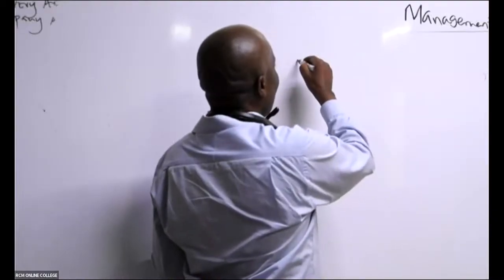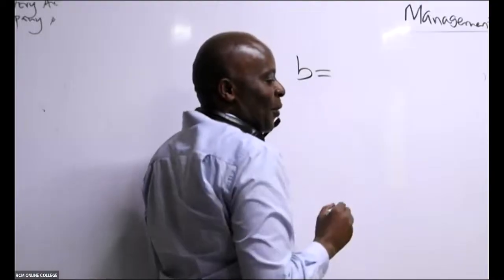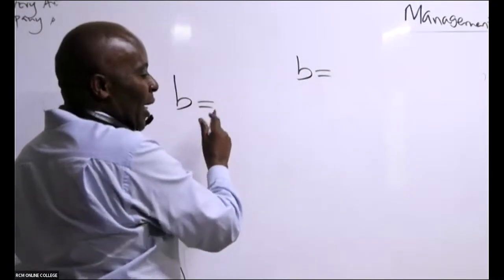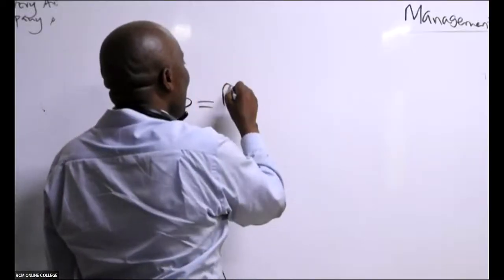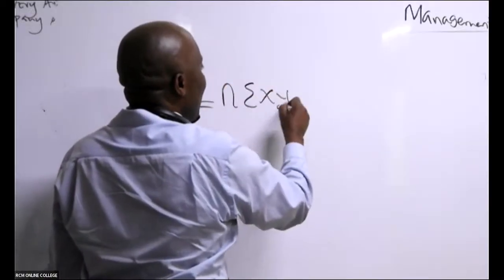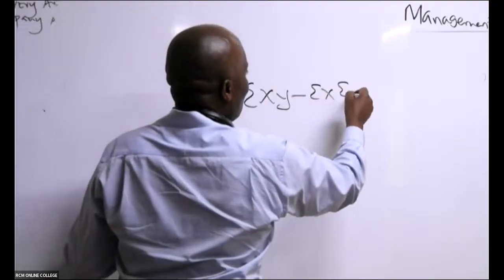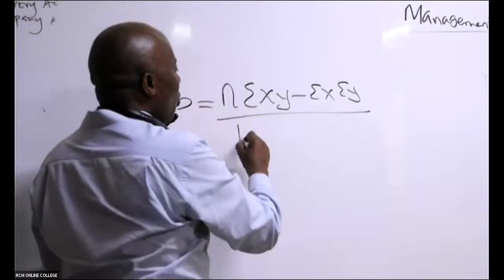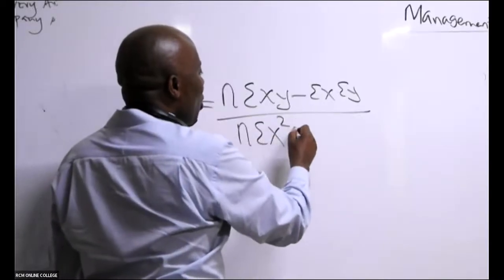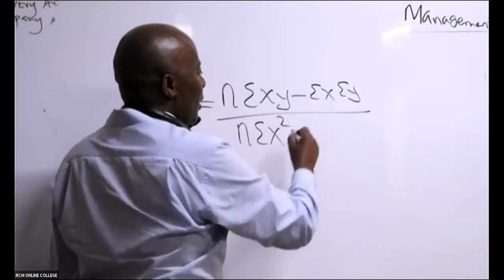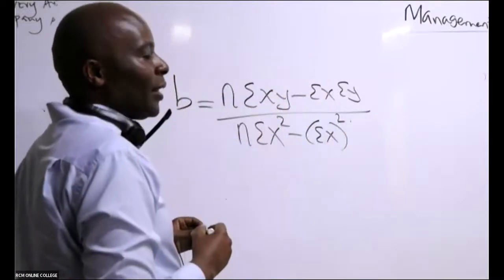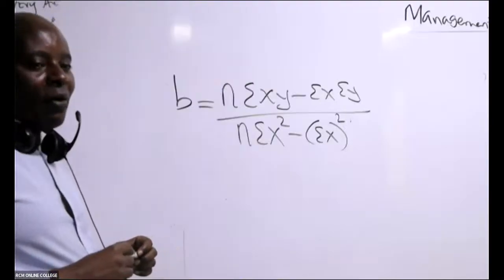So, ladies and gentlemen, we start with b. How do we get this b using regression analysis? To get b, we normally take n summation of xy minus summation of x times summation of y, all over n summation of x squared minus the bracket summation of x squared. That is how we get our b.